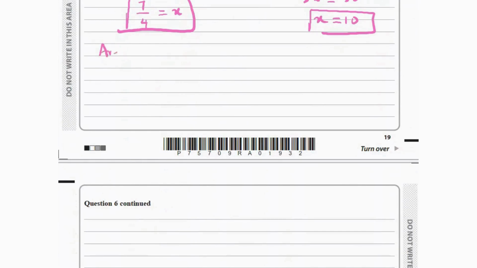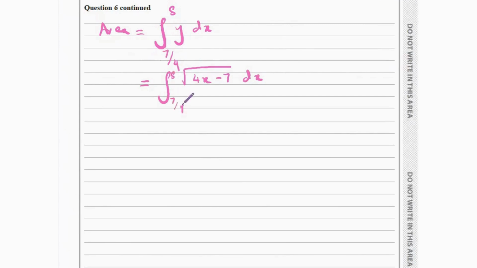So area of triangle, let's find that first. So that's 1 over 2 times 2 times 5. That's 5 units squared. Now for the curve part, we're going to integrate the curve from the limit of 7 over 4 to 8. So that's root of 4x minus 7 from 7 over 4 to 8.